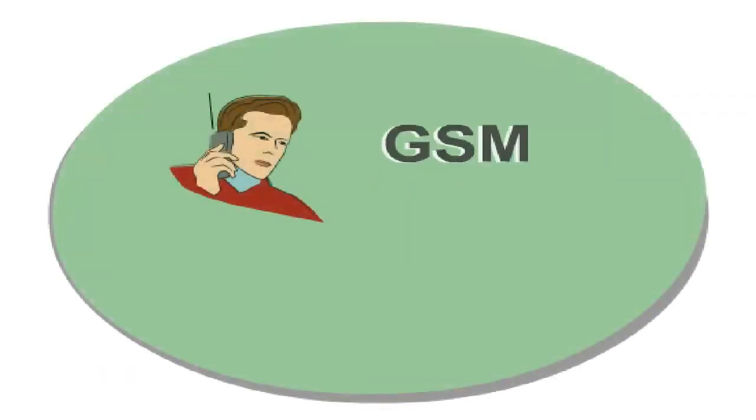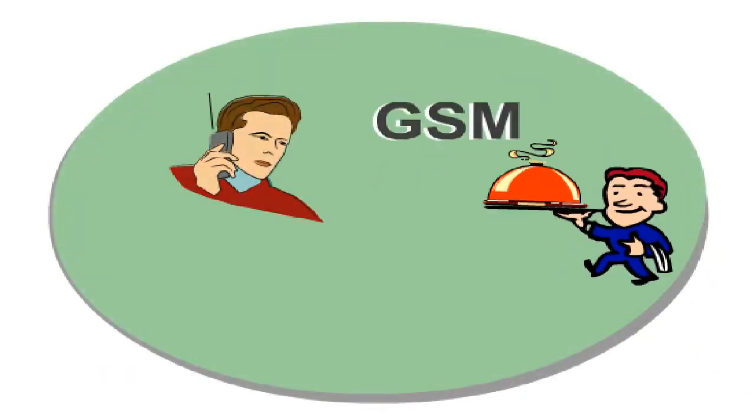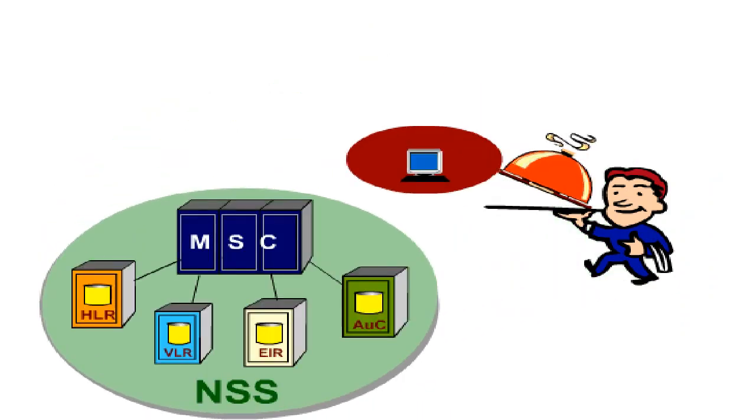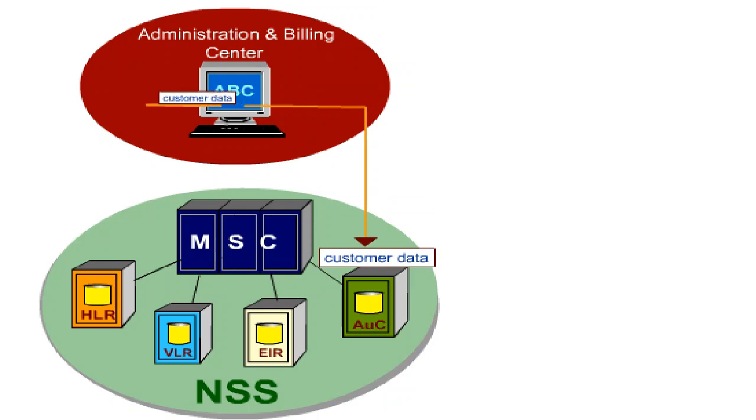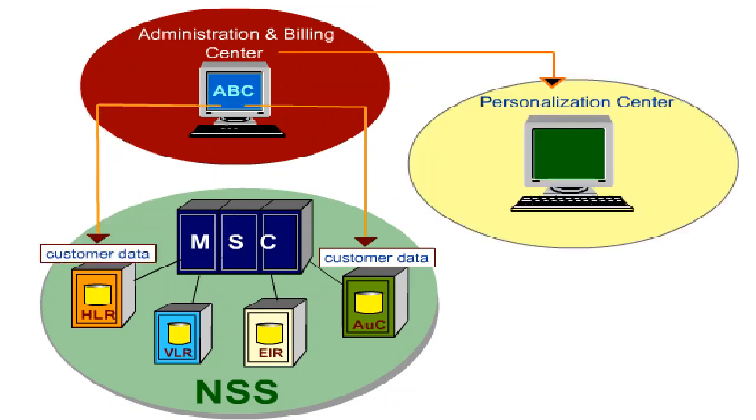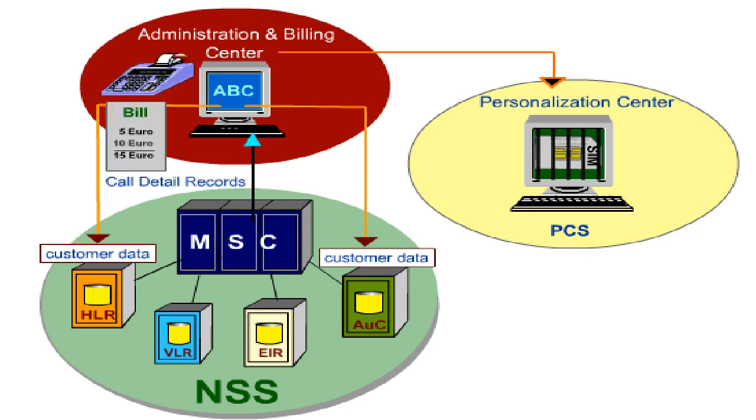For dealing with customer support and supplying certain services, GSM includes a number of additional components. The Administration and Billing Center, ABC, transfers customer data to the appropriate registers of the NSS and into the AUC and the HLR. The Administration Center is connected to the Personalization Center for SIM cards, PCS, via an interface. This makes it possible to disable the SIM card if necessary and protect it from abuse. The so-called call detail records are used in the billing center for bill preparation.